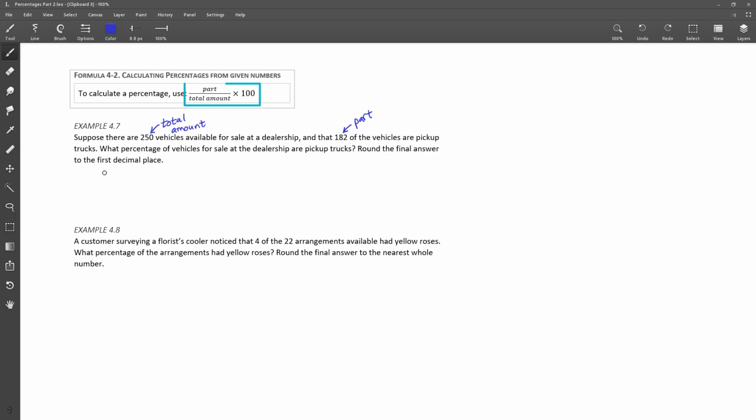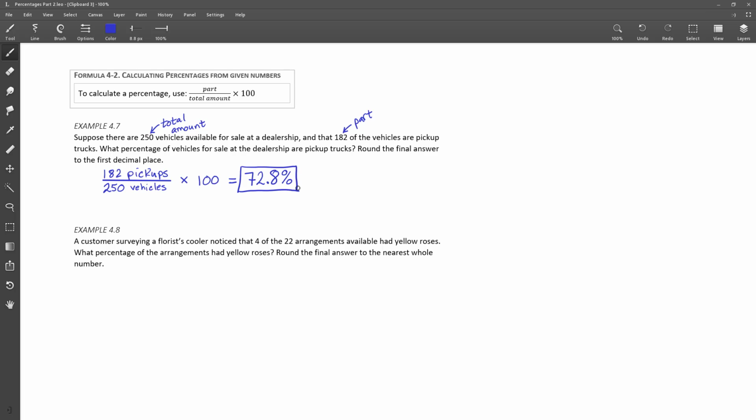So to calculate this percentage, we take that 182 pickup trucks, divide it by the 250 total vehicles, multiply that by 100, and you get 72.8. So we were asked to round the final answer to the first decimal place, and it comes out even to that decimal place. So we just throw that percent on, and we have our answer.